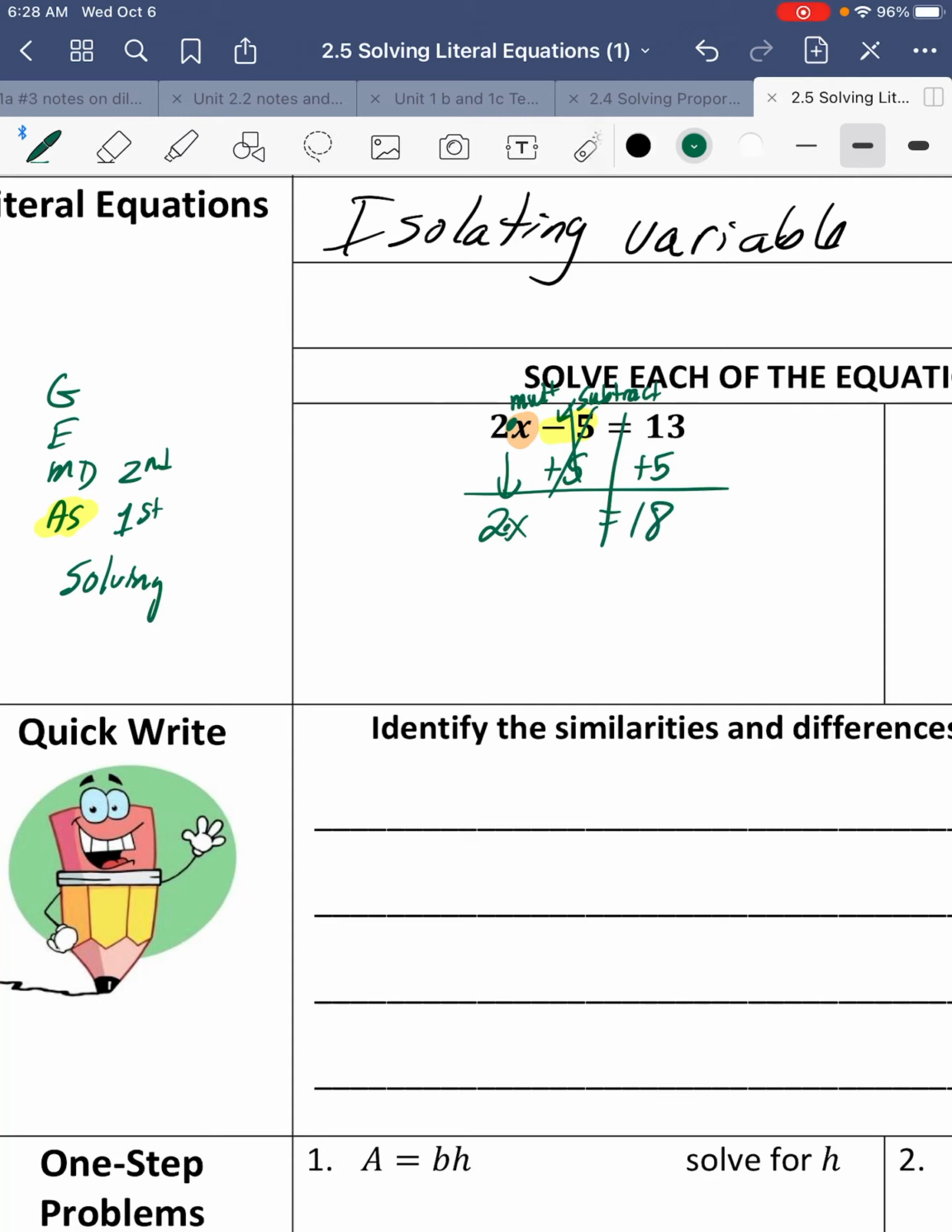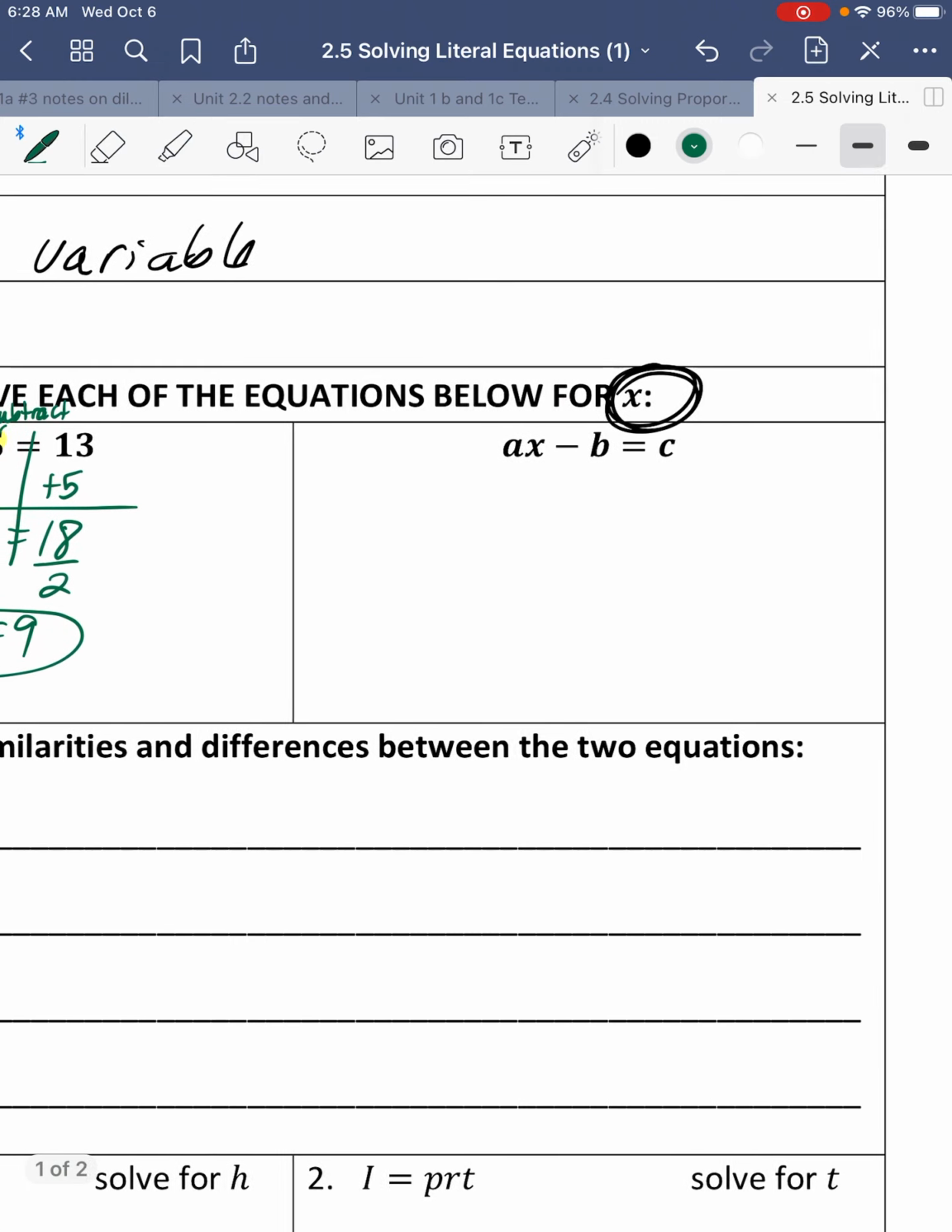Then we have multiplication. So our next step is multiplying. You see our next multiplication or division? Well, here's multiplication. It's multiplying by 2, so we divide by 2. We get x equals 9.